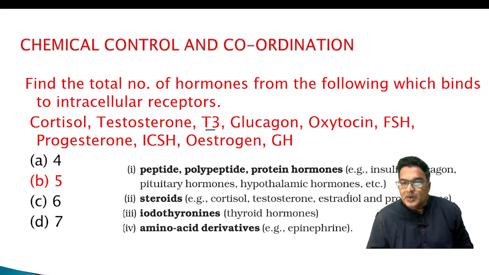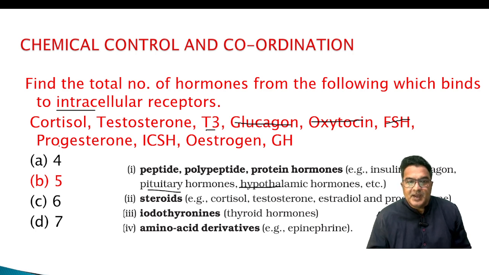And glucagon, insulin. I think I can cut this. Glucagon and insulin are peptide, protein, polypeptide hormones. They can't go into the cell. They have membrane bound receptors only. Here the question is which binds to intracellular receptors. So it can't go. Oxytocin even can't go because oxytocin is a hypothalamic hormone. FSH even can't go because that is a pituitary hormone.